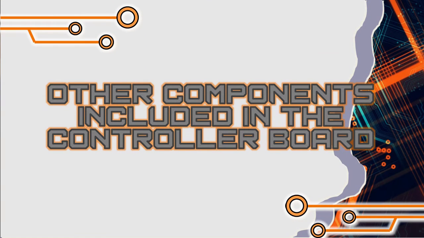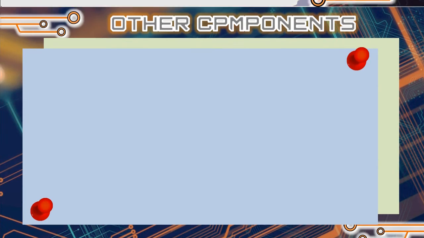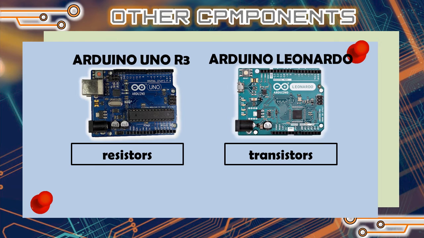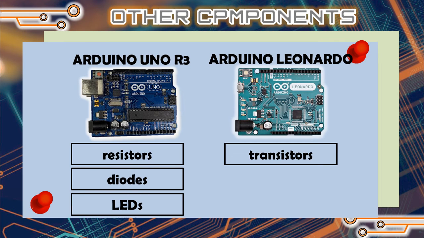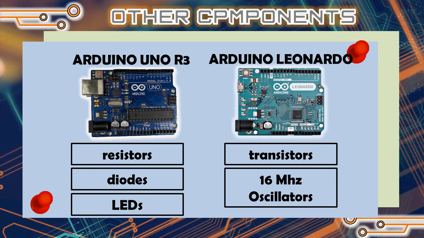The next thing we are going to be tackling is other components. Both boards provide specific values of the resistors, diode, LEDs, and transistors. Also, they both have a different variety of oscillator configurations. Down below, I'm going to provide a table that states differences on the parts of both Arduino Uno R3 and Arduino Leonardo.